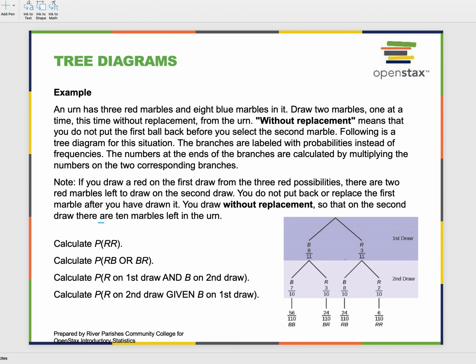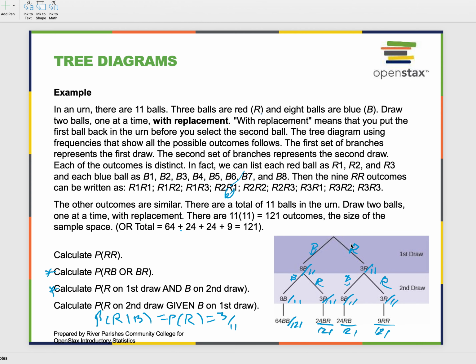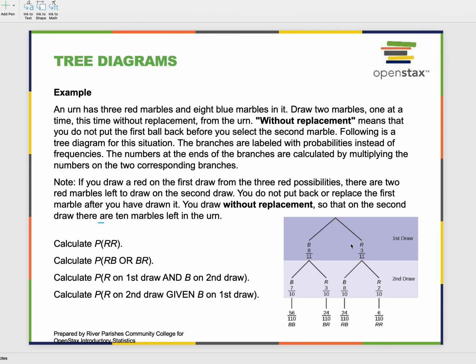I have 8 out of 11, 3 out of 11. Well, that's the same as the first one, right? But now, to go to the next step, blue given I picked blue, what do I get? Now one blue's missing and there's not 11, there's only 10. So it becomes 7 out of 10.